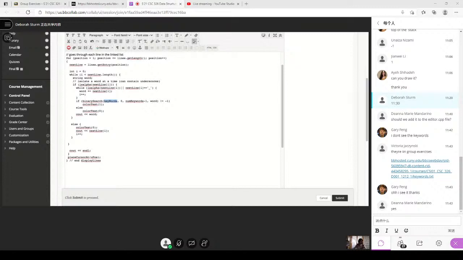Starting from 0, I have another variable, keywords, the number of keywords. And then if it is there, remember that binary search returns a -1 if it's not there. So if it's not equal to -1, it means that it was found. Therefore, it is a keyword. Color it, and this will color it blue. Otherwise, turn it back to black. And here is printing it out. Instead of printing it a line at a time, we're printing it a word at a time.